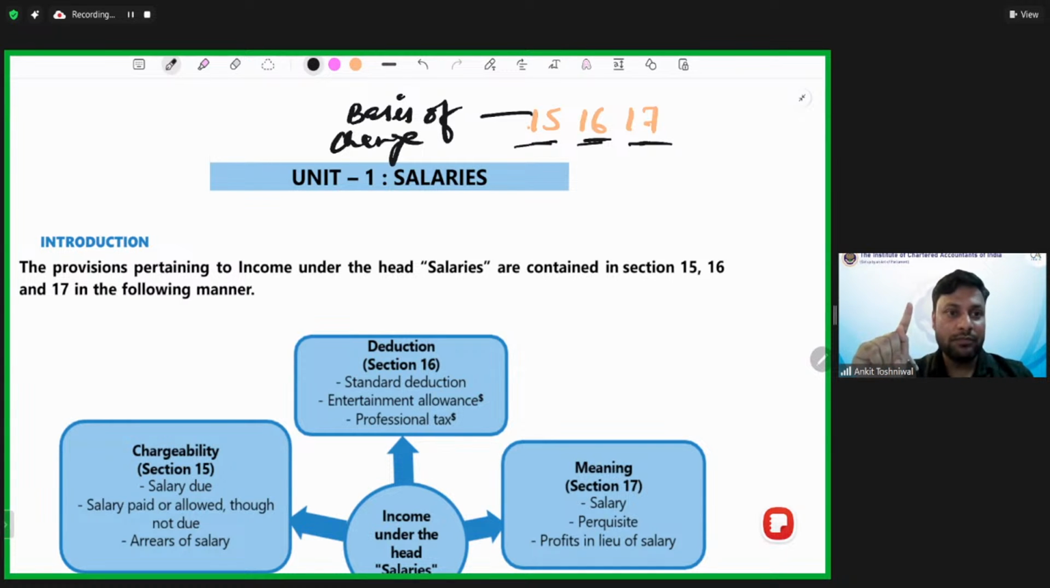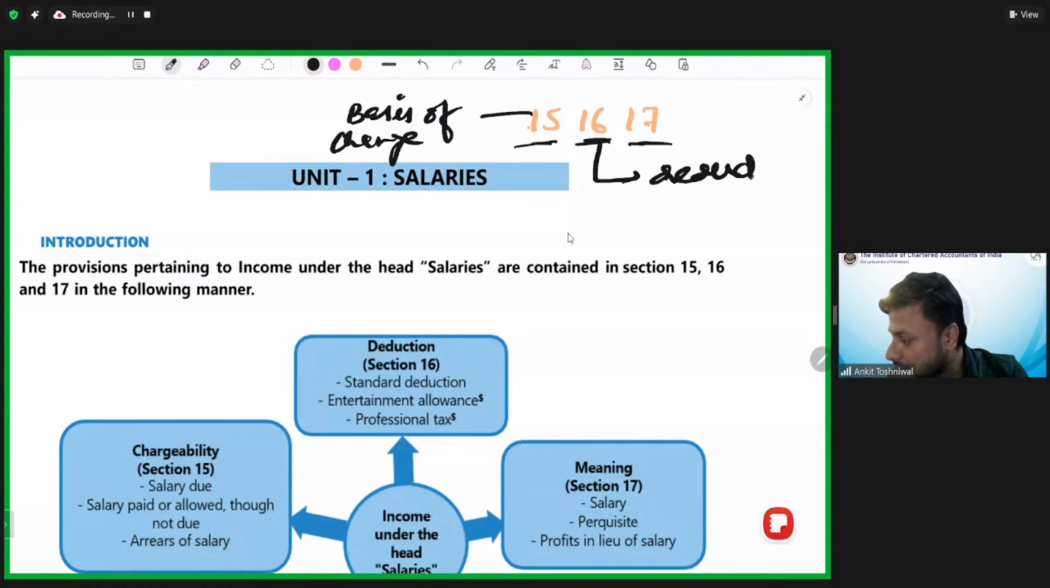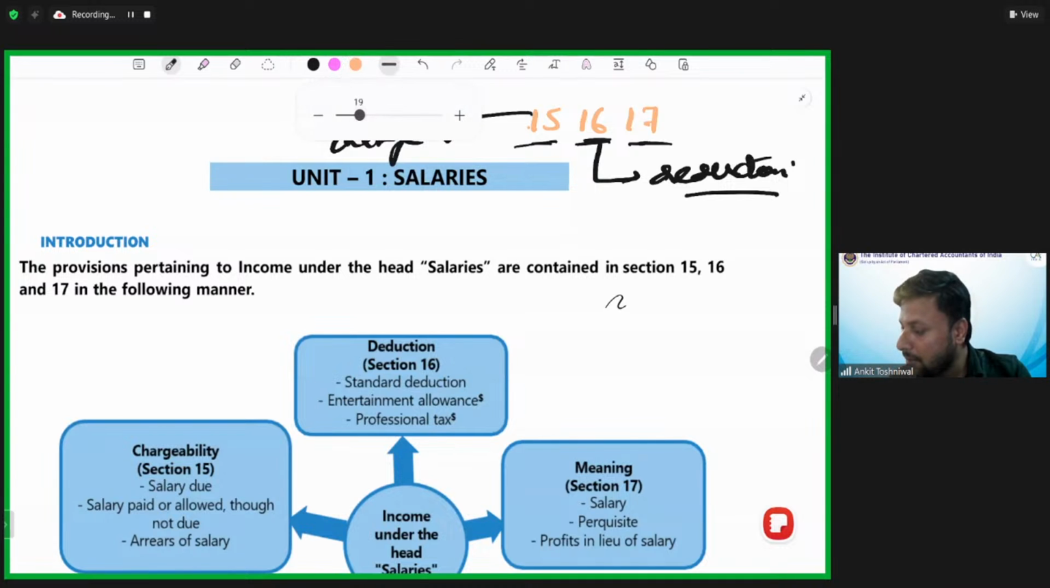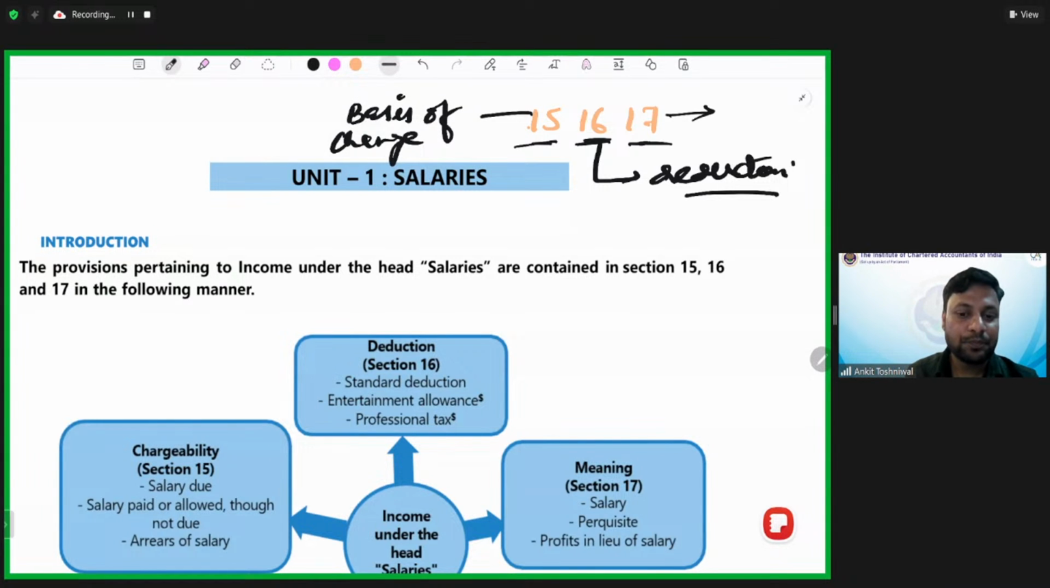And for every head, there is a basis of charge or charging section. And you have to mug up those sections. So section 15 is the charging section of income under the head salary. Section 16 defines the deductions under the head salary. And section 17 defines the meaning of salary, perquisites or profit in lieu of salary.